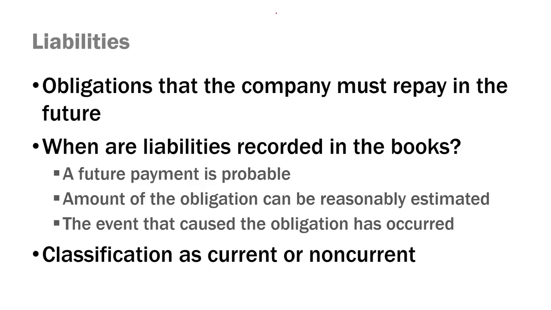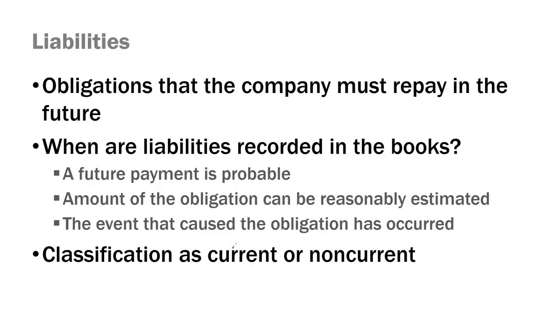Just as assets are classified as current or non-current, liabilities also are classified as current or non-current. That classification depends on when we expect to pay or satisfy the liability. If we expect that liability to be satisfied or paid within 1 year, then we would classify that liability as a current liability. But if we expect to pay or satisfy that obligation later than 1 year, then we would call that a non-current liability.